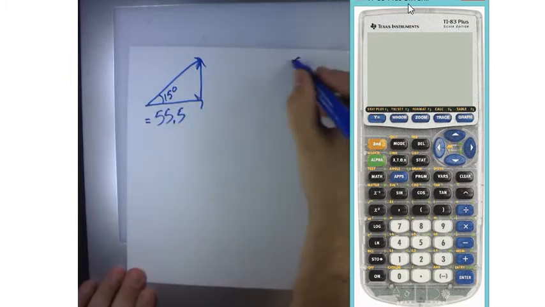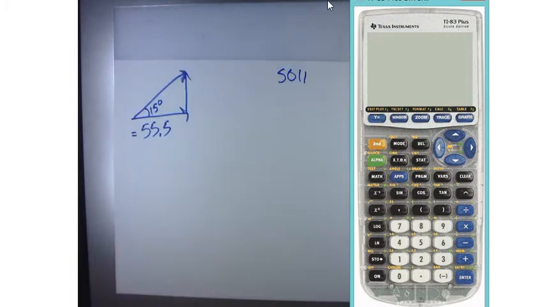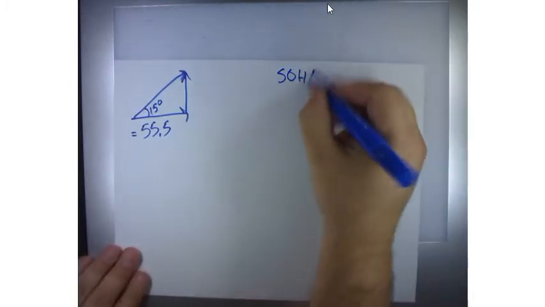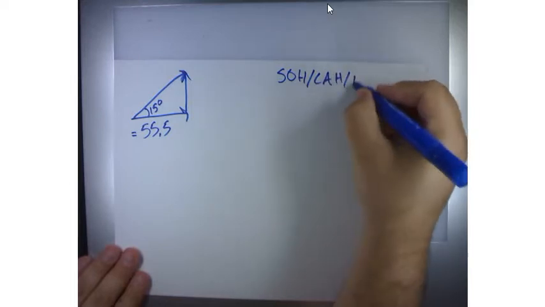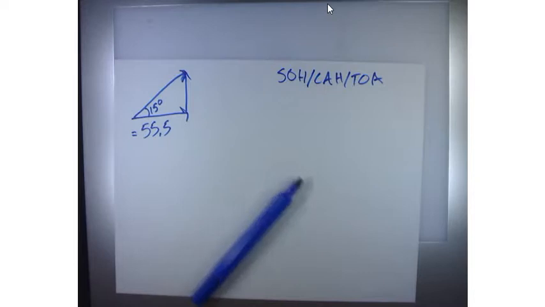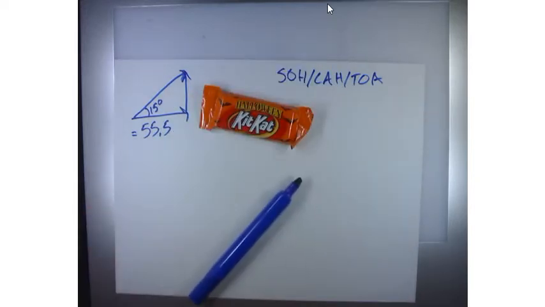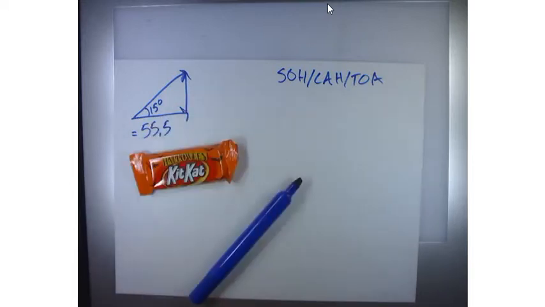In terms of SOH CAH TOA, let me get the calculator off the screen here. Okay, here we go, first candy bar opportunity. You have lovely handwriting. What does SOH CAH TOA mean? I can't say anybody's name, so I'm going to point to whoever had their hand up first. Everybody put their hands down. All right, we'll let you go this time. Tell me what this means.